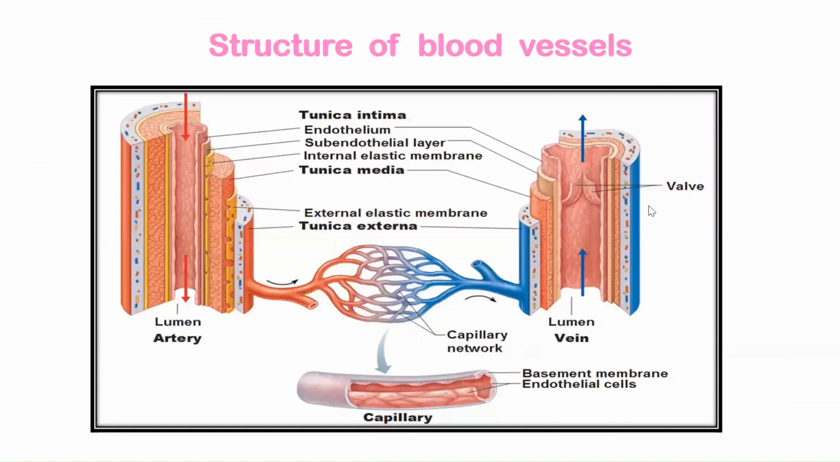From this picture, we can make out the difference between the artery and the vein. Both have three layers. However, the vein is thin-walled. In case of the artery, the tunica media is the thickest layer. In case of vein, the tunica adventitia is the thickest layer. Also, the lumen of the artery is narrower. That of the vein is larger. The veins have valves which are absent in case of the arteries.